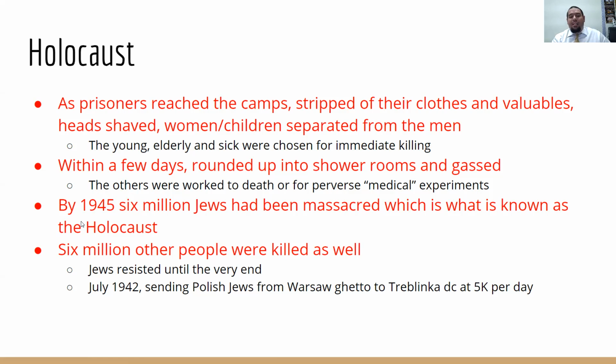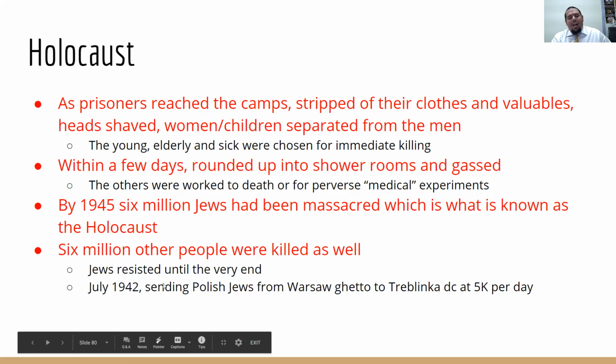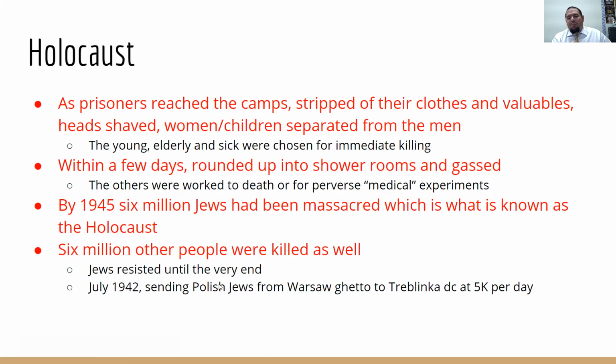Also, 6 million others were killed as well. Not just 6 million Jews, but a total of 12 million people killed under Hitler's decision. Jews will resist until the very end, and by July 1942, the sending of Polish Jews from the Warsaw Ghetto to the Treblinka death camp occurred at 5,000 people a day.